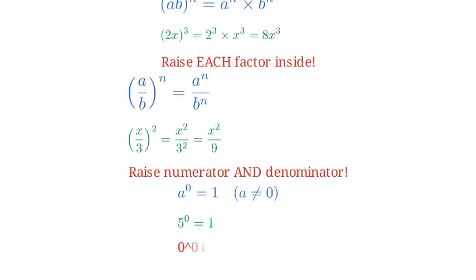Law 6 is the zero exponent rule. Any non-zero number raised to the zero power equals 1. So a to the 0 equals 1 provided a is not 0. Example, 5 to the 0 is 1. Remember that 0 to the 0 is undefined, so the rule only applies for non-zero bases.